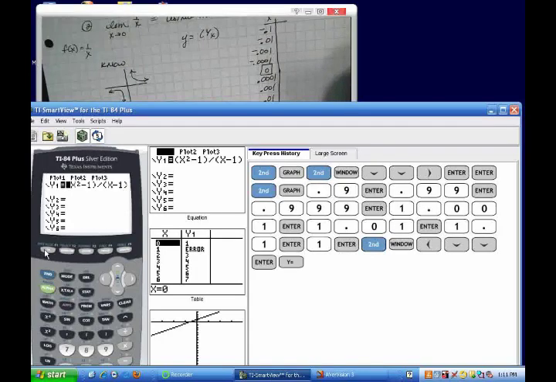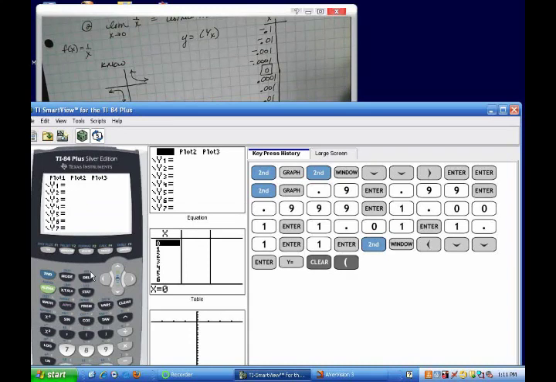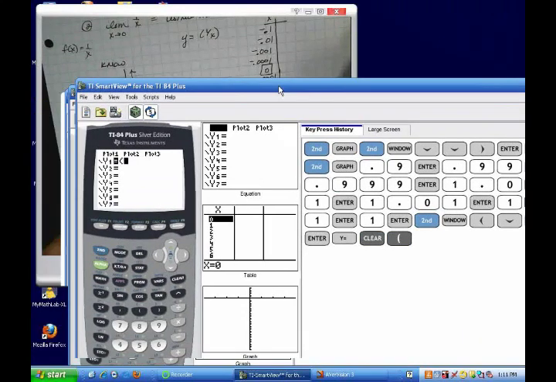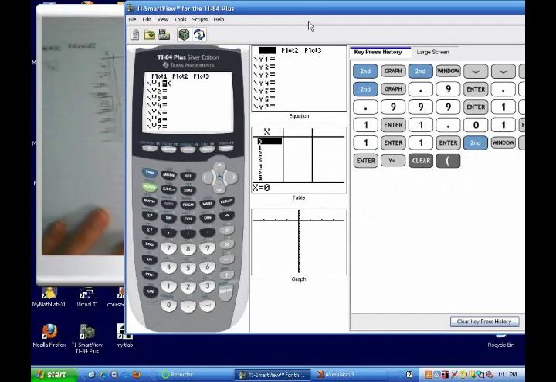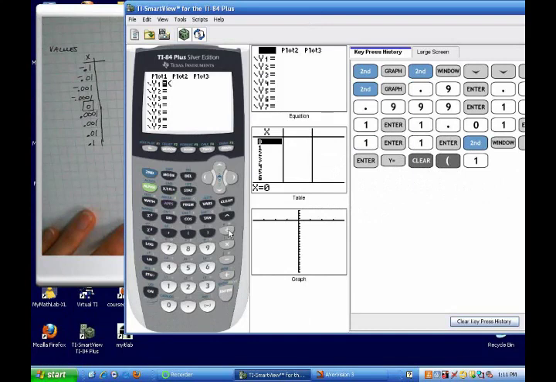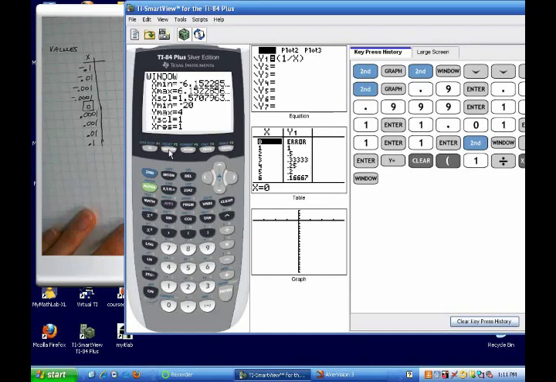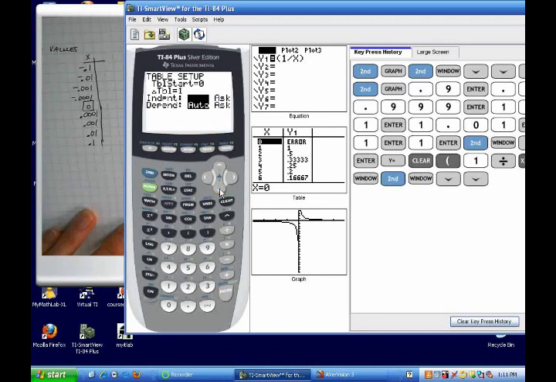So come in here and go to your y equals. Change this to 1 over x. Go to your table set, second, table set, there it is. Come down here and switch it to ask.